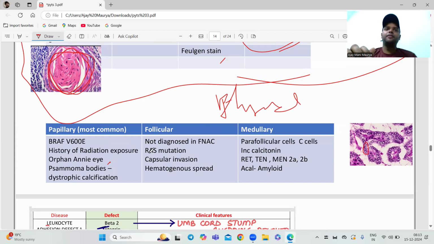See here, the follicular carcinoma, guys, is not diagnosed on FNAC. There is a RAS mutation. There is capsular invasion. There is a C. All are C, guys.